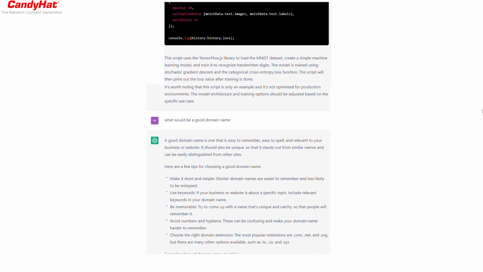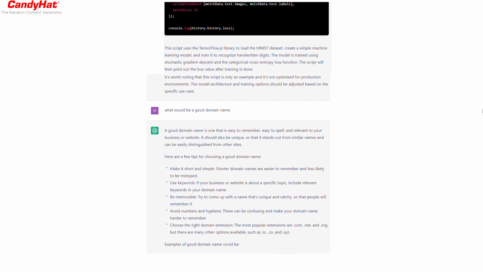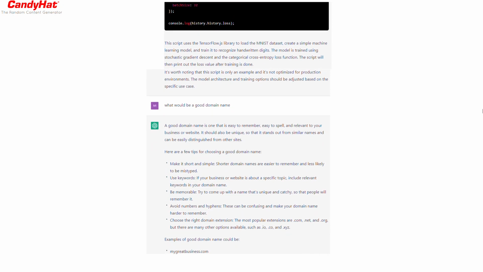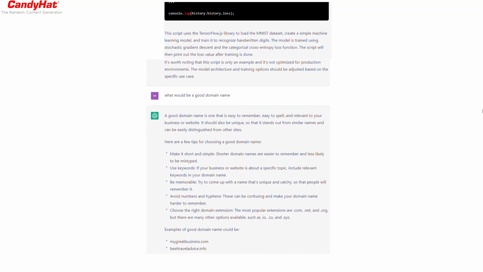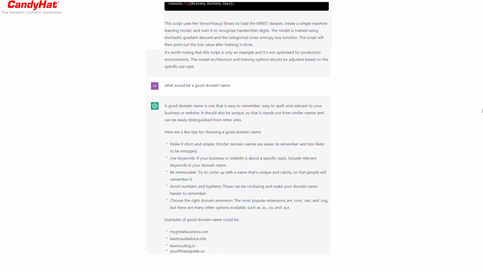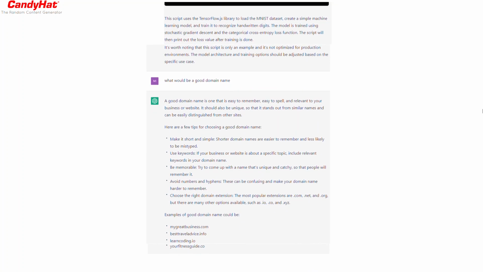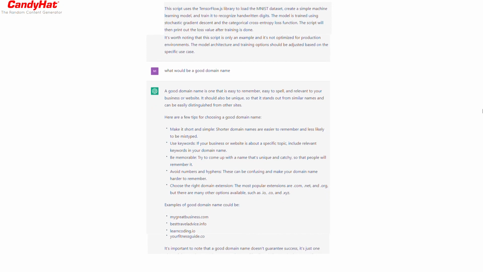What would be a good domain name? A good domain name is one that is easy to remember, easy to spell, and relevant to your business or website. It should also be unique, so that it stands out from similar names and can be easily distinguished from other sites. Here are a few tips for choosing a good domain name. Make it short and simple. Shorter domain names are easier to remember and less likely to be mistyped.